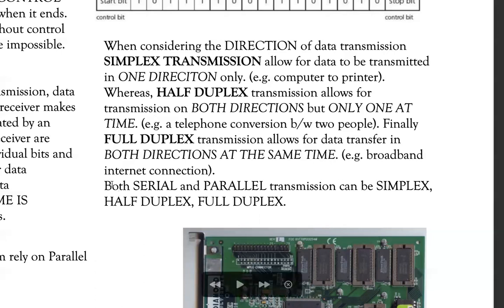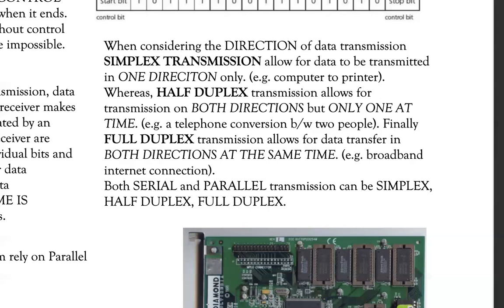Now, both serial and parallel data transmission can be simplex, half duplex, or full duplex. If you're asked what serial simplex data transmission means, serial means, as we remember, one bit at a time on a single data transmission channel. Serial simplex would mean one bit at a time on a single channel being sent in only one direction. Parallel half duplex would mean that multiple bits are being sent over multiple channels, in both directions, but not at the same time.